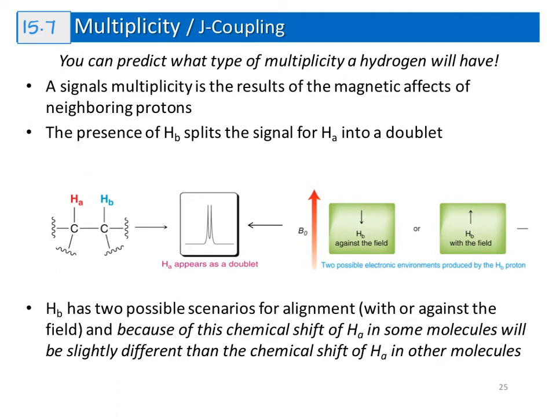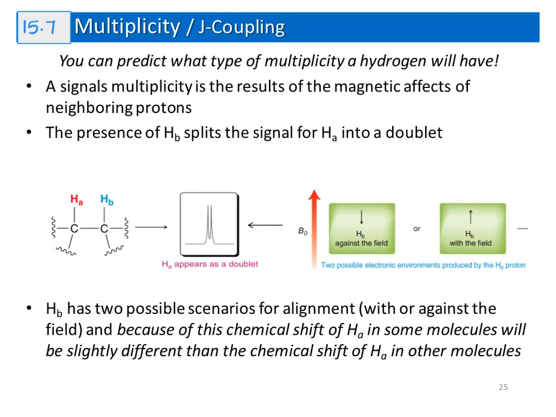Active nuclei such as hydrogen have a spin and they can interact with the external magnetic field. After this interaction, the nucleus can act as a small magnet, and it can be with the external field or against the external field. So for example, we are looking at HB right now. HB can align against the field or with the field.